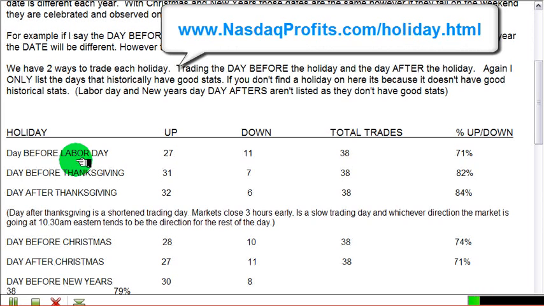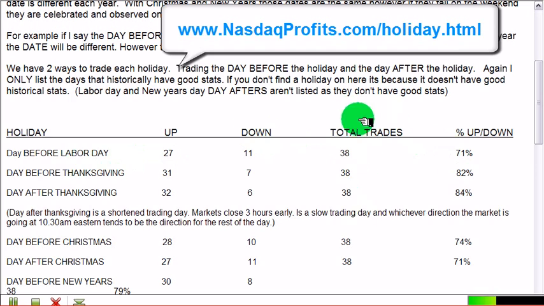7th, for example, since Labor Day is a Monday, the day before Labor Day would be the Friday before Labor Day. So in that case, it would be on the 4th. And historically, the day before Labor Day has finished up 27 times, down 11 times, total trades 38 times, for 71% of the time it finishes up.